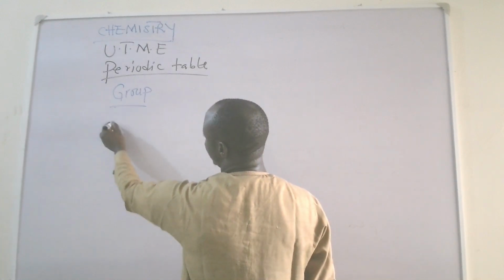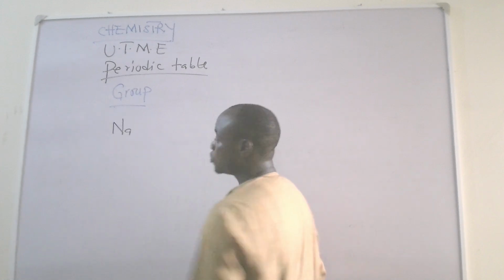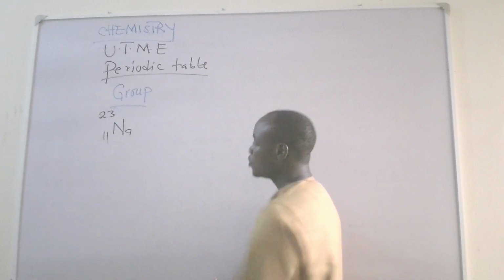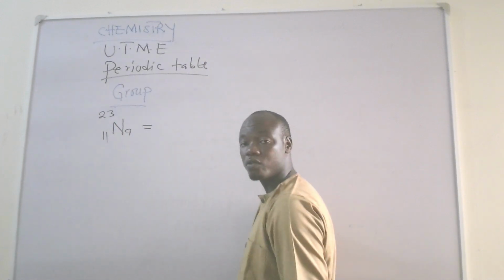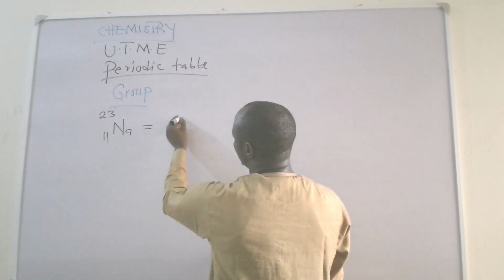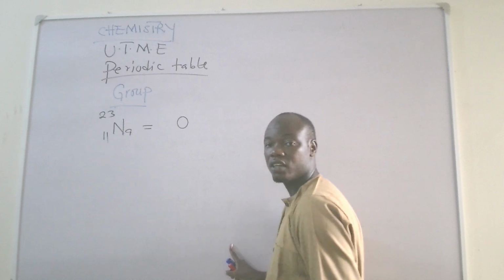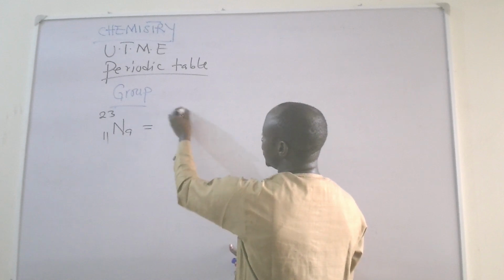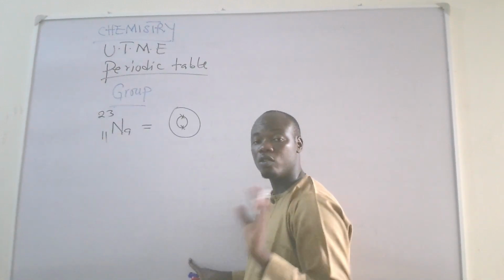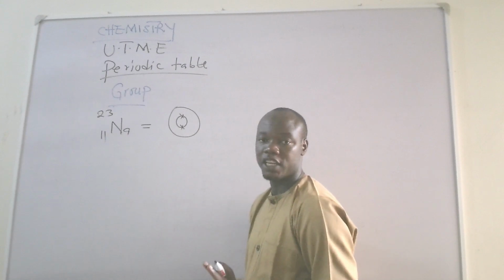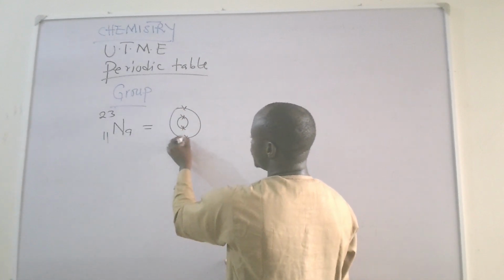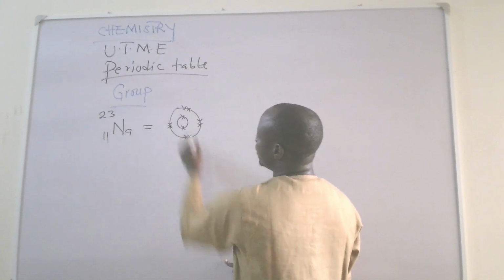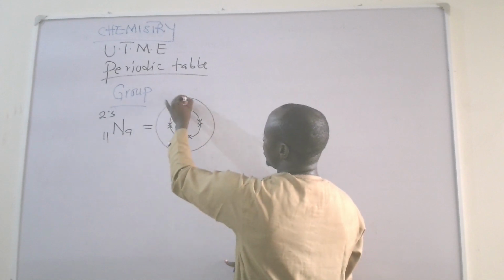Let's say we have sodium, and the atomic number of sodium is 11, and the mass number is 23. So now, if we want to find the group of this element, first we draw our electronic configuration. The first shell has 2 electrons. Apart from the first shell, all other shells accommodate a maximum of 8 electrons. So here we have 8, and then the last one here, we have 1.